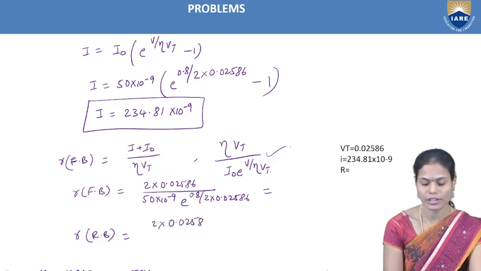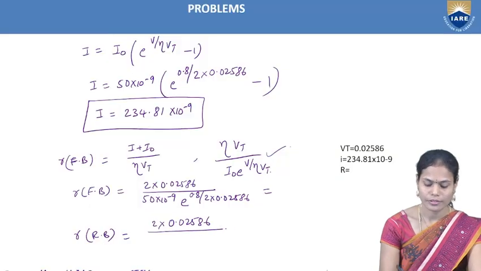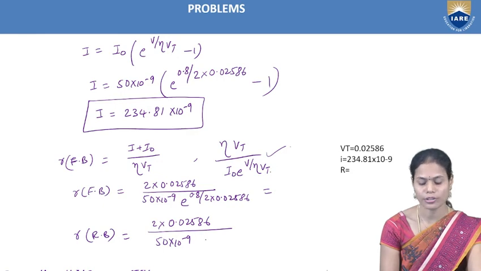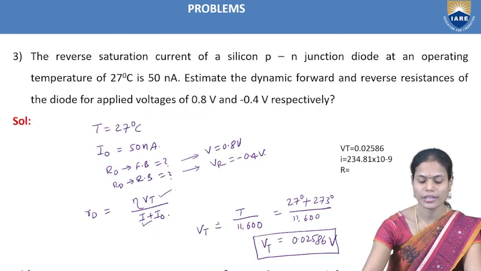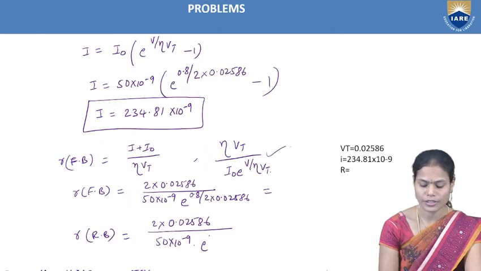0.02586, that is the Vt value, divided by 50 into 10 power minus 9, that is the I naught value, into e power. Here the V value is negative, so we need to take minus 0.4 volts, as given in the problem, minus 0.4 divided by 2 into the Vt value, which is 0.02586.